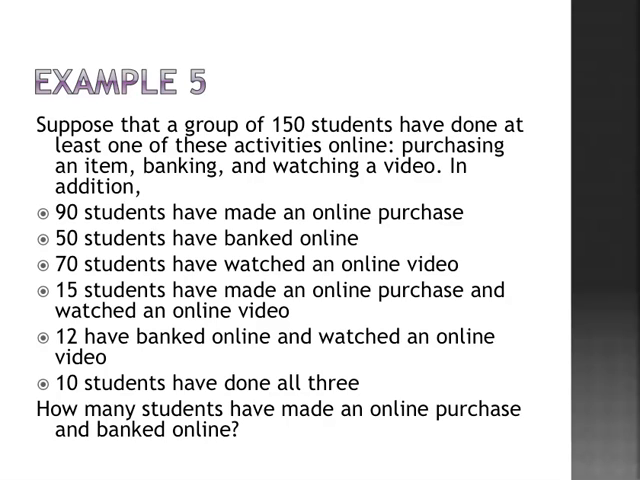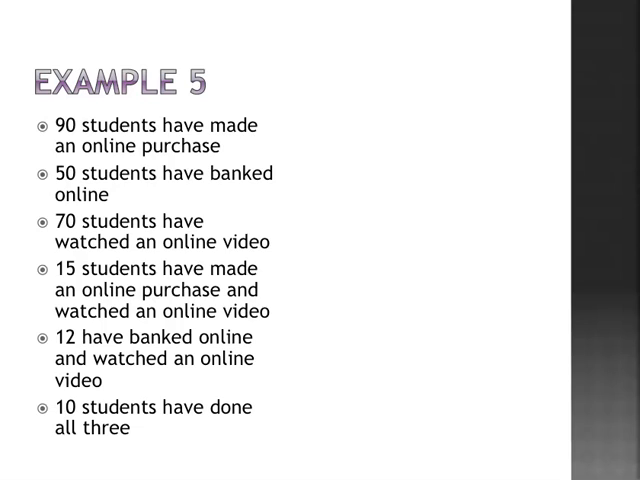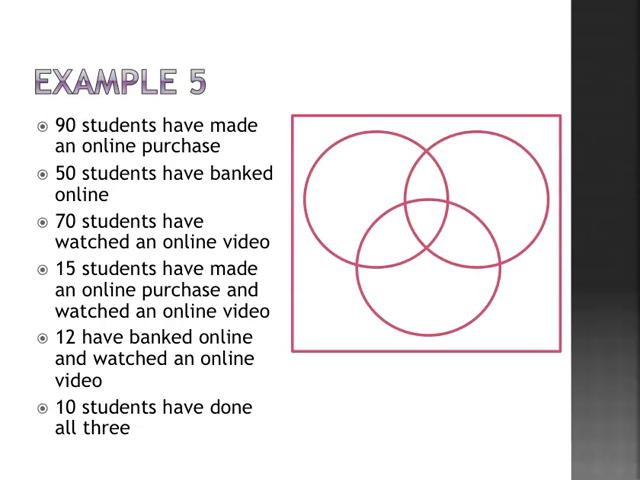Now, how many students have made an online purchase and banked online? All right, so let's go ahead and put this all into a Venn diagram. So there are 3 types of online activities that we're tracking. So purchasing, banking, or watching a video. So I'm going to make those 3 circles represent those 3 things. Now let's start with the information that we already have. I like to start with the information where there's the most overlap. So we know that there are 10 students who have done all 3 of these. So I'm going to start off by putting 10 right in the middle.